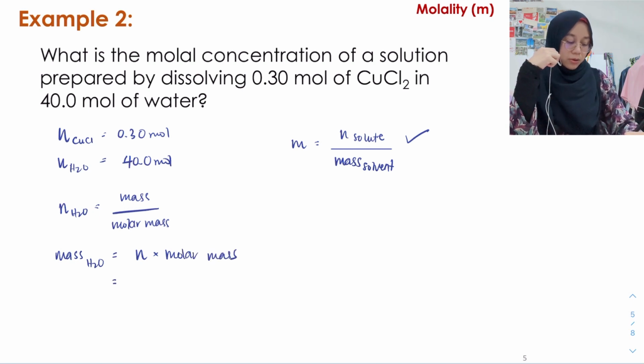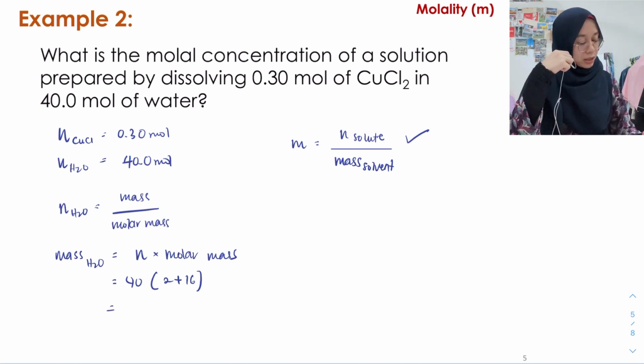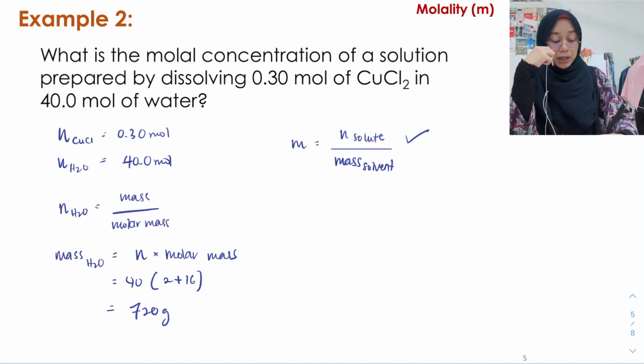So rearrange first. The mass of H2O is the mole multiplied by the molar mass. So mole is 40 and the molar mass is 2 plus 16, which gives 18. So the mass is 720 gram. But don't forget to convert it into kilogram when we put it in the molality formula. So you get 0.3 divided by 0.72.